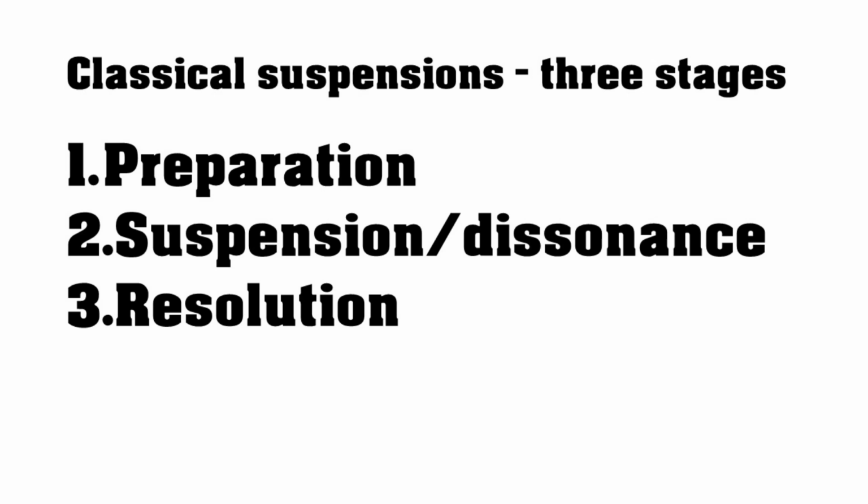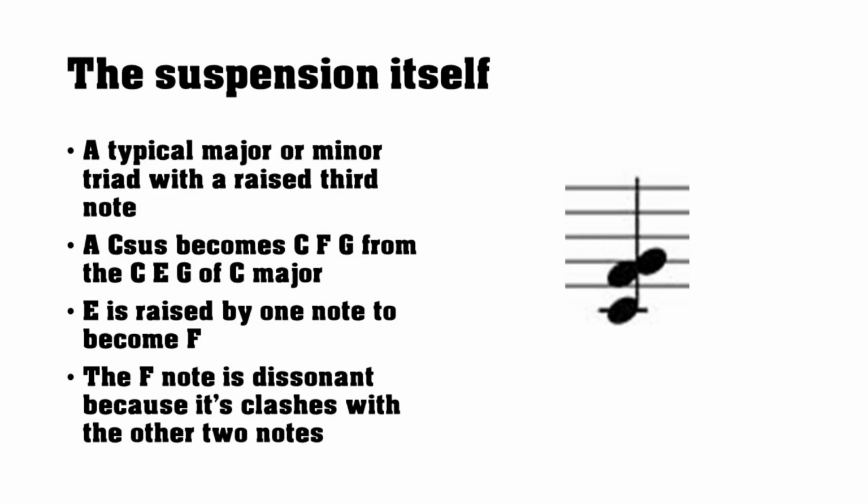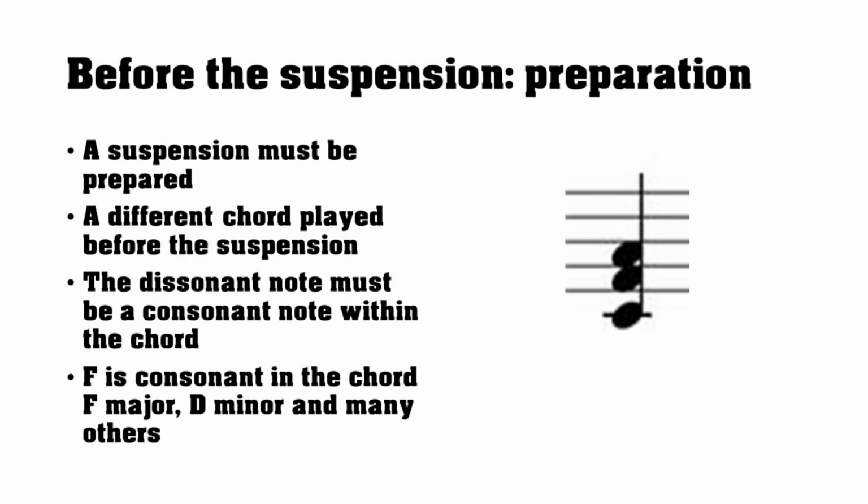In classical suspensions there are three stages. In the middle you get the suspension itself, which is a triad with the third raised to the next degree of the scale. This altered note is dissonant and therefore must be prepared and resolved. The preparation sees the dissonant note be consonant within the chord that precedes the suspension. In other words, before a C sus chord, where the suspension is the F note, the F must appear as part of a normal triad immediately before the C sus chord. An example of this could be an F chord.